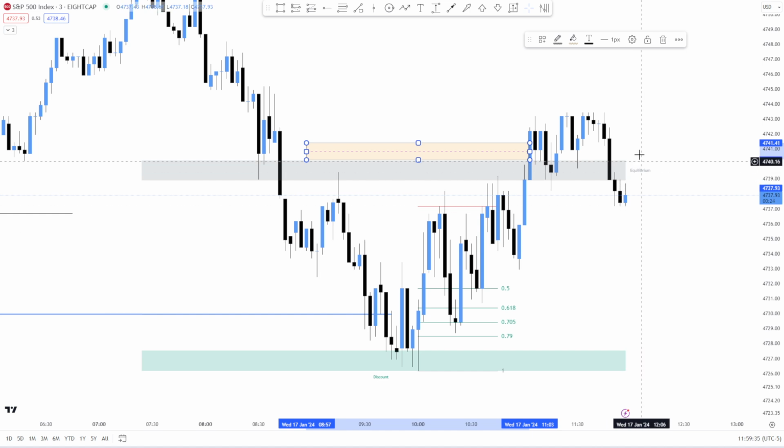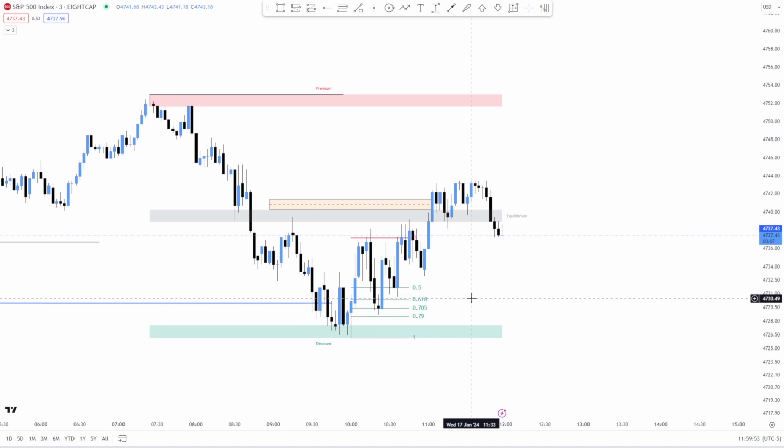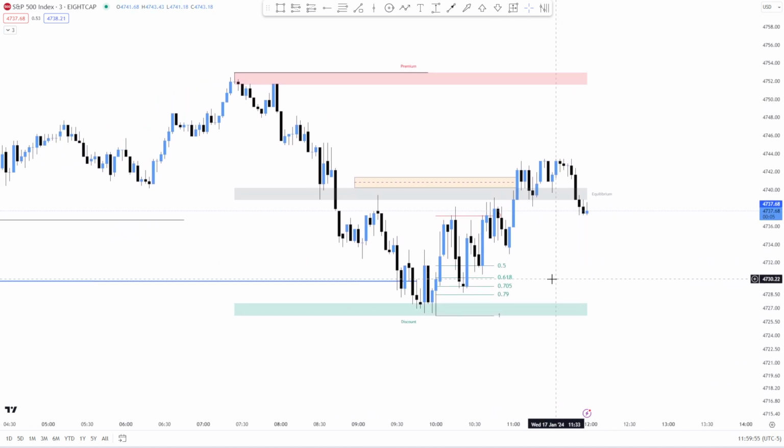You can see it's already trying to turn or do something here, but this is where I would get out if it was me. That's what I usually do: I try to target above equilibrium, and then from there target a balanced area or an area of liquidity, and then bounce out from there. So that's the strategy I've been using.